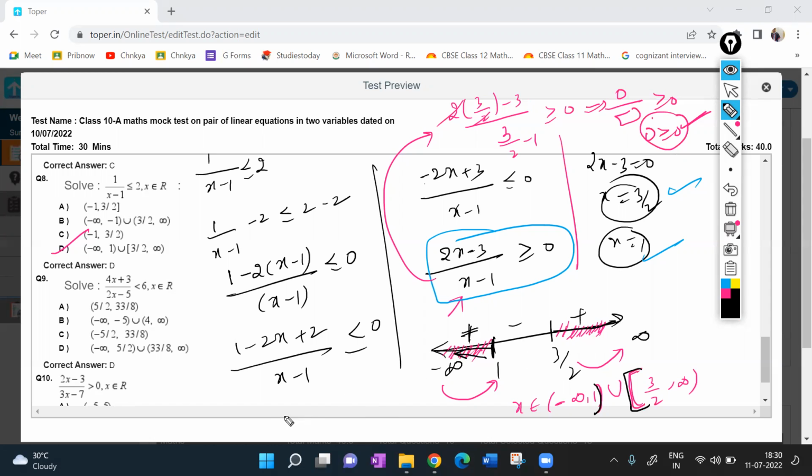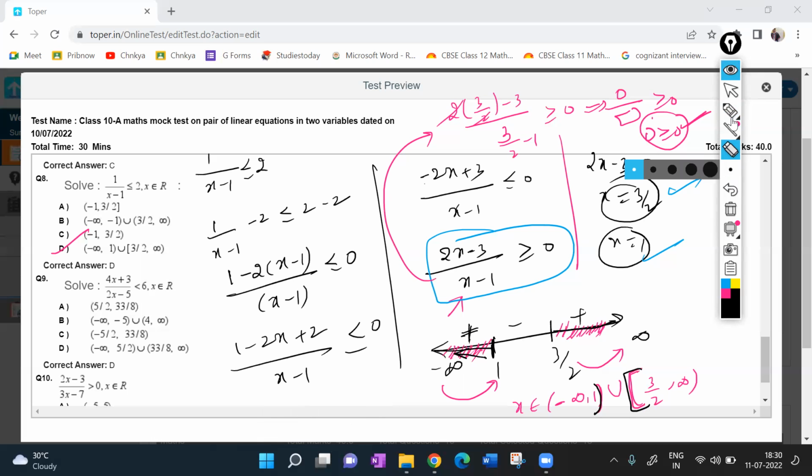Understood my point? On the real number line, minus infinite would be first, then plus infinite. All right, I need all these values. I need all the values which are left side of 1. Sir, if we divide negative by negative, we'll get positive. I didn't understand why you are dividing.